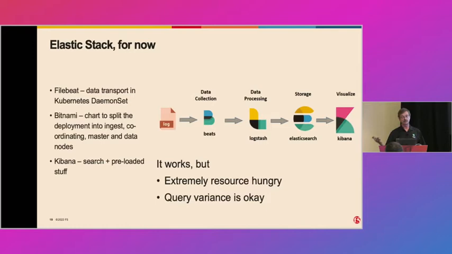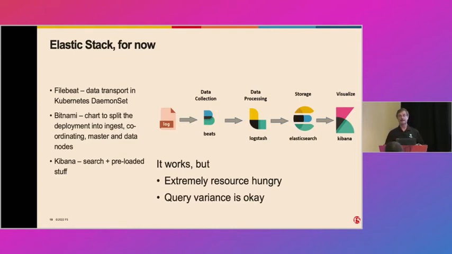And we used Filebeat to pull the data in through a Kubernetes daemon set for this. We used Bitnami to break it down, split the deployments out into the right places. And then we used Kibana because it had a bunch of preloaded search capabilities. So we got indexing. There were some interesting things. We got visualization, which was really useful. We got search capabilities, which was really useful.